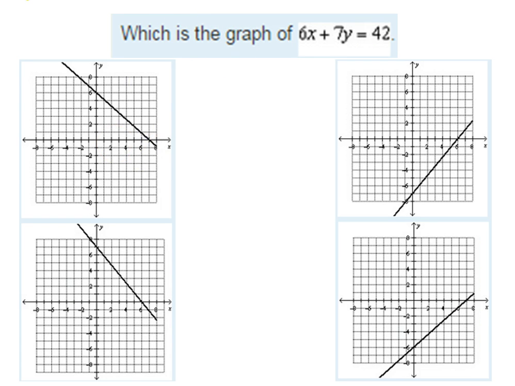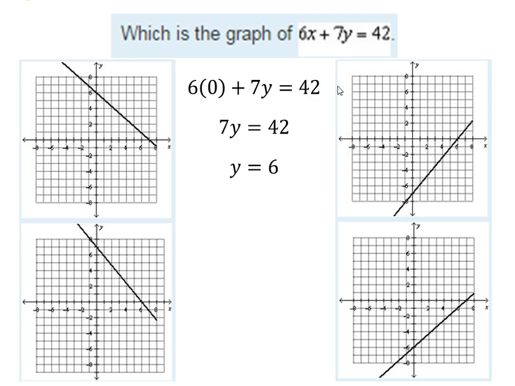So the first thing I'm going to do is take this equation, I'm going to plug in 0 for x. I'm going to find the y-intercept of this equation. And the y-intercept is when x is 0. So I'm plugging in 0 for x, so I have 6 times 0 plus 7y equals 42. And when I do this, I get 7y equals 42, and therefore y is equal to 6. So the y-intercept of this equation is 6.